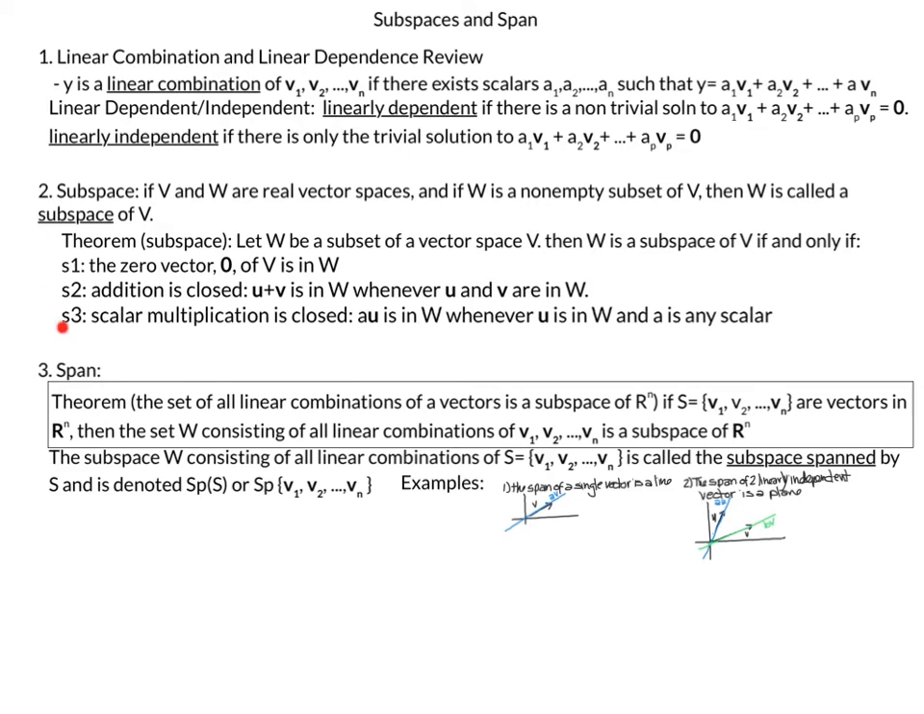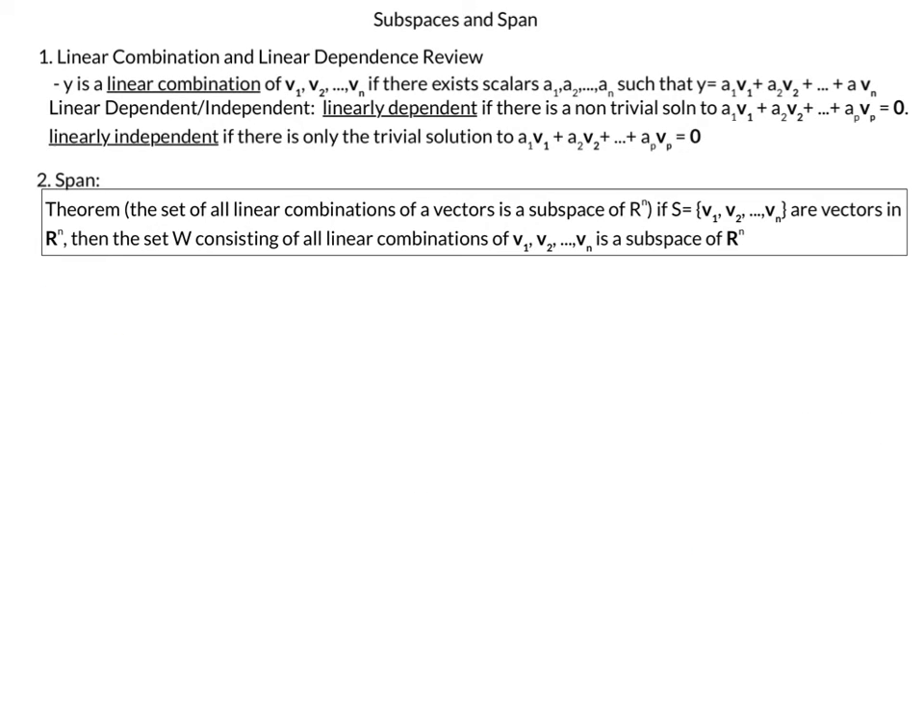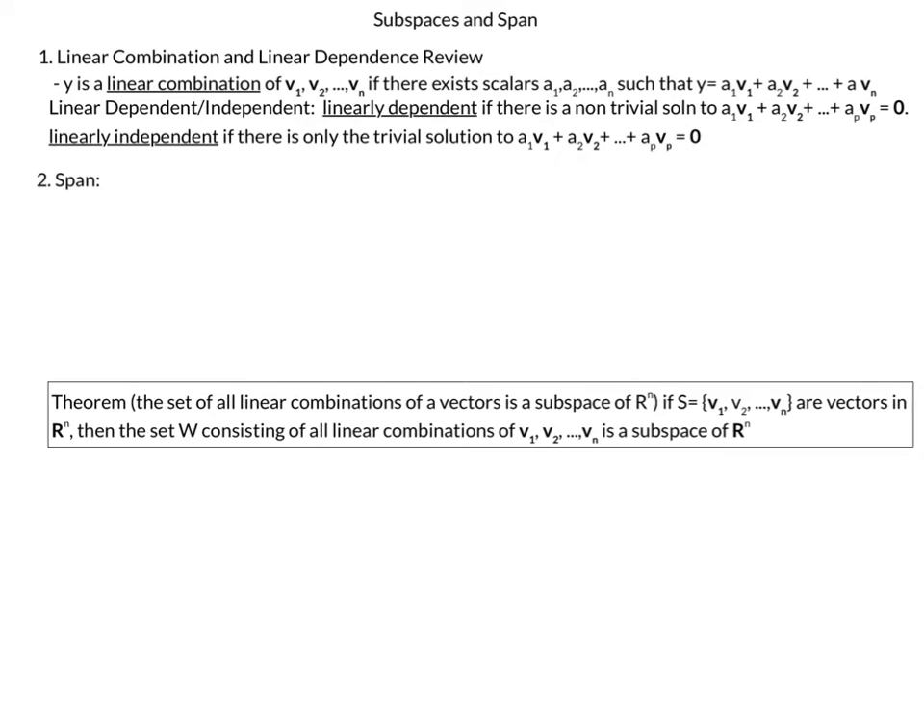Now we are ready to talk about span. So we have this theorem, and I tend to name my theorem in parentheses and then state the theorem, but here they sound the same. Essentially the theorem says that the set of all linear combinations of a set of vectors is a subspace of Rn. So if you have n vectors, and we'll call that set S, then the set W consisting of all linear combinations of the vectors is a subspace of Rn.